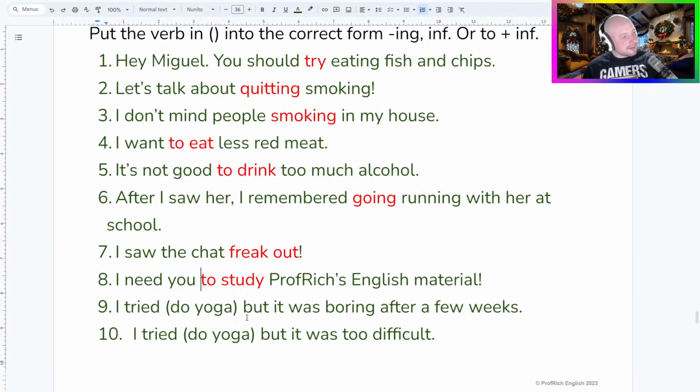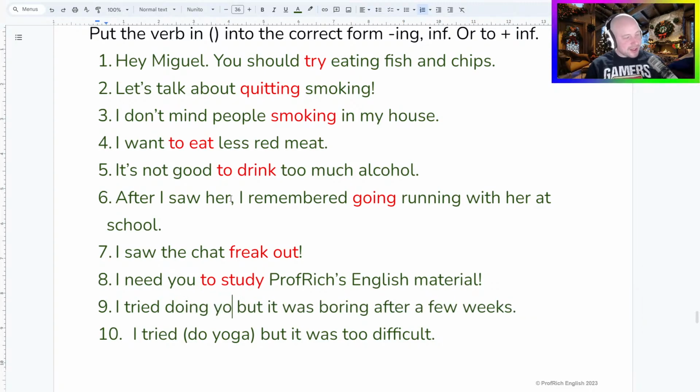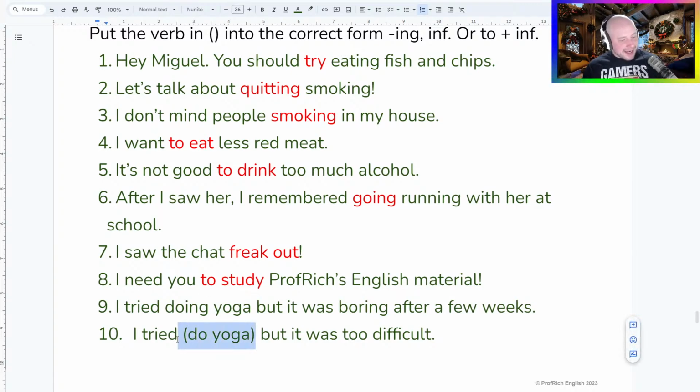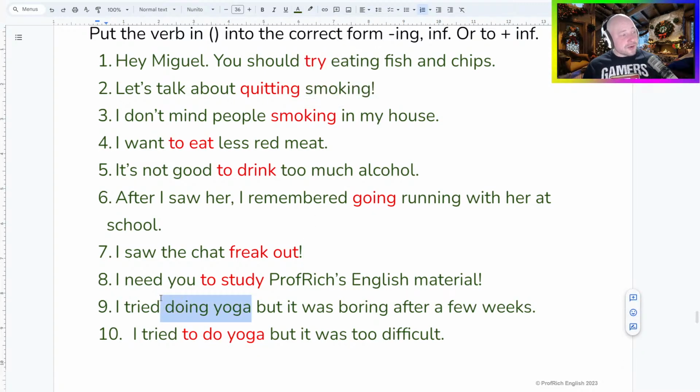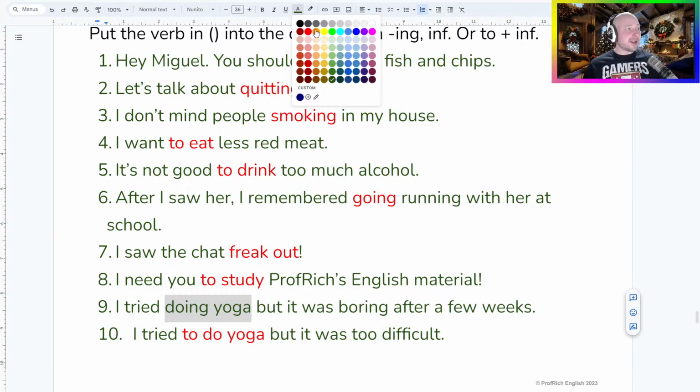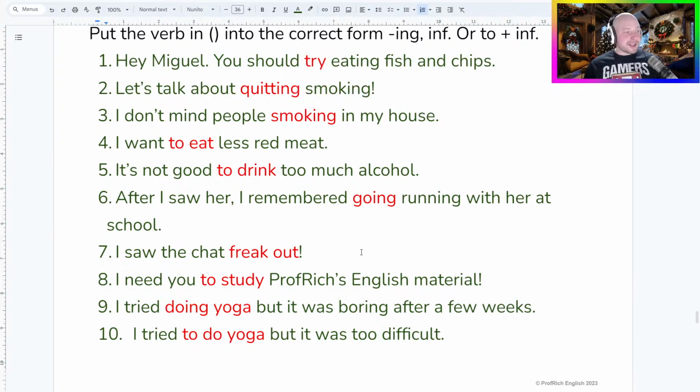Get rid of those brackets or parentheses. I tried doing yoga. And number 10, I tried to do yoga. I hope that makes sense, that one. So I tried to do yoga, but it was too difficult. I could not do it. I tried doing yoga. I could do it. And I experienced it, but it was boring. So notice the difference there. With one, can't do it. With the other, can do it.